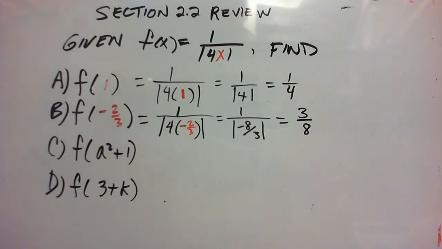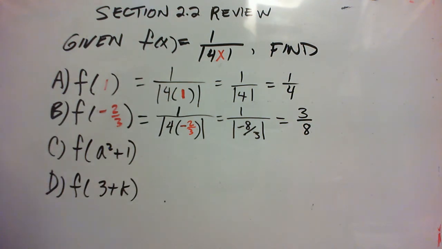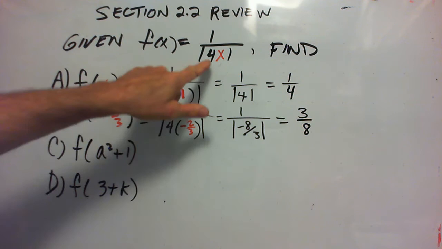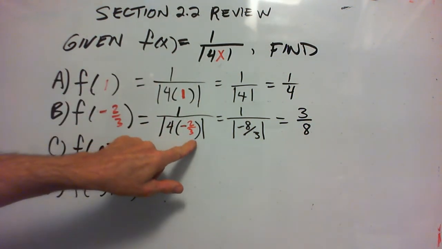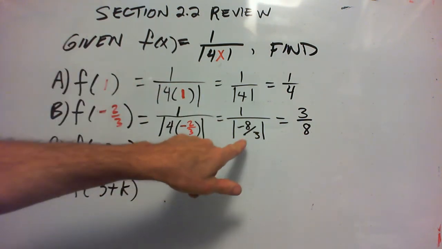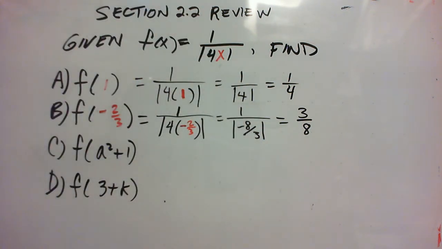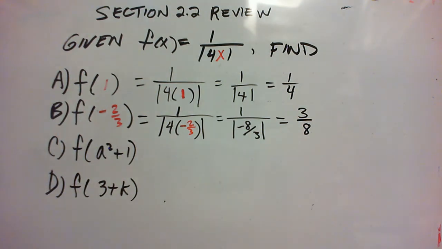Okay, in our second part, we replace x with negative 2/3, plugging it into our function. We get 1 over absolute value of 4 times negative 2/3, which is 1 over absolute value of negative 8/3. Well, that negative turns positive because we're doing the absolute value. We invert and multiply, and we get positive 3/8.